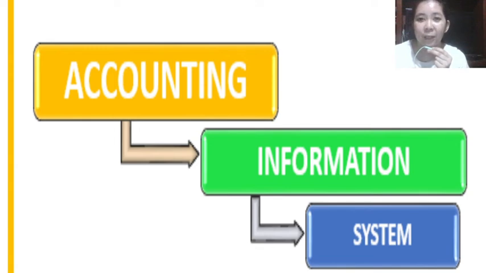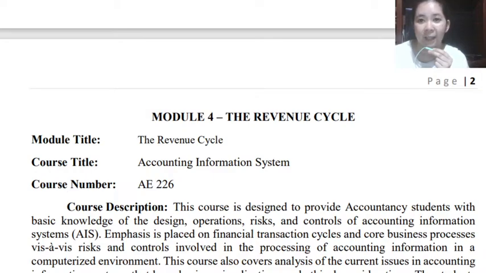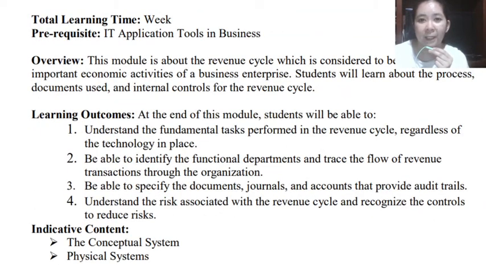Okay, so this video lecture is about our module 4, entitled The Revenue Cycle. For the learning outcomes at the end of this module, you will be able to understand the fundamental task that is being performed in the revenue cycle regardless of the technology that is in place, identify the functional departments, and trace the flow of revenue transactions through the organization, specify the documents, journals, and accounts that provide audit trail, and understand the risk associated with the revenue cycle and recognize the controls to reduce these risks.